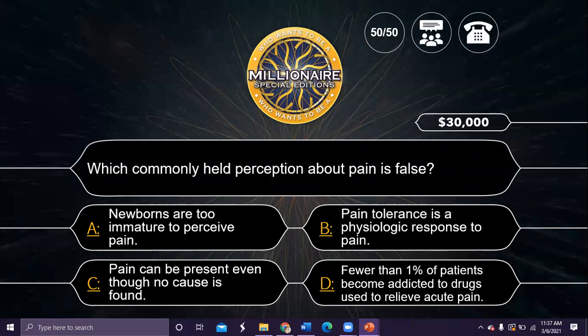Which commonly held perception about pain is false? A, newborns are too immature to perceive pain. B, pain tolerance is a physiologic response to pain. C, pain can be present even though no cause is found. Or D, fewer than 1% of patients become addicted to drugs used to relieve acute pain. Is it A? It is A. Great job, Brooke.